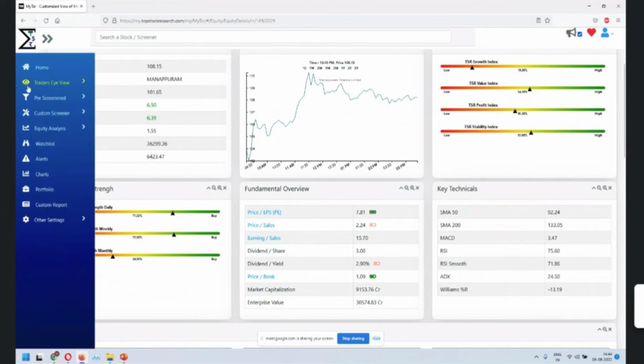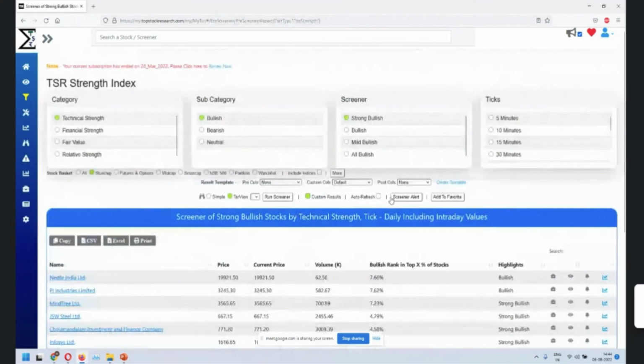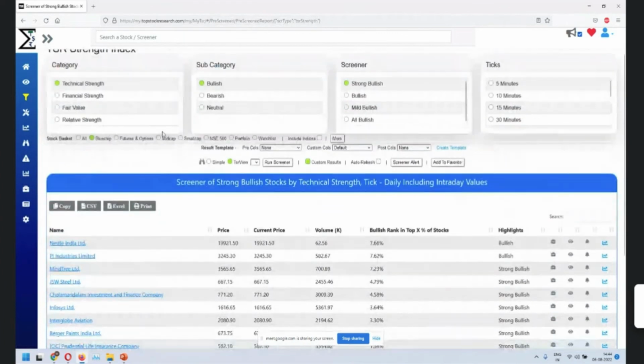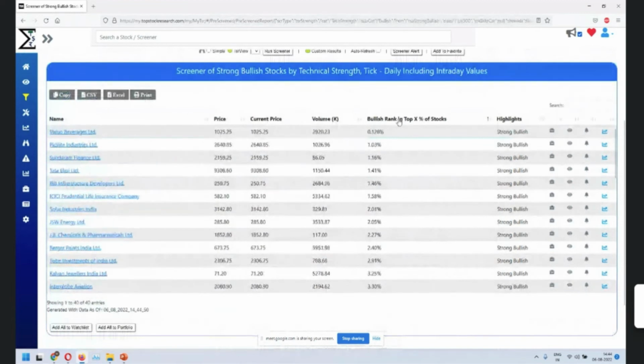We have a screener, pre-screen. Click on pre-screen, go to technical strength index. On technical strength index, look for strong bullish on the stock basket of your choice, let's say 500. And this is where you'll find the stocks which are most bullish on daily time frame. So Varun Beverage looks best today. Last week when we saw it was something else. I don't recall the stock name because they keep changing every day.